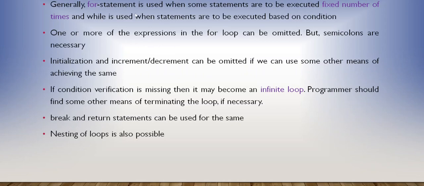Generally the for statement is used when some statements are to be executed a fixed number of times. One or more of the expressions in the for loop can be omitted, but the semicolons are necessary. We'll consider some programming examples to illustrate this. The first expression, expression 1, is generally for initialization. The third expression, expression 3, is either incrementation or decrementation. Expression 2 is actually condition checking.